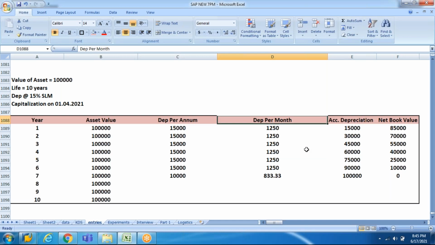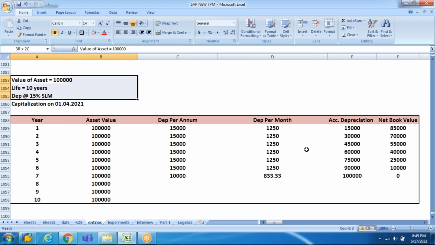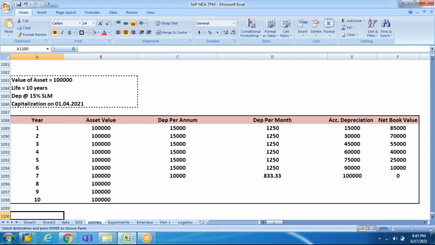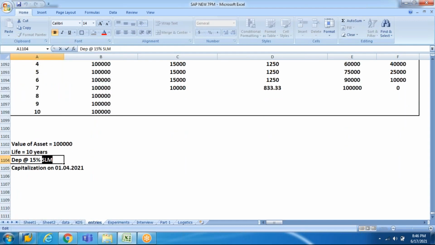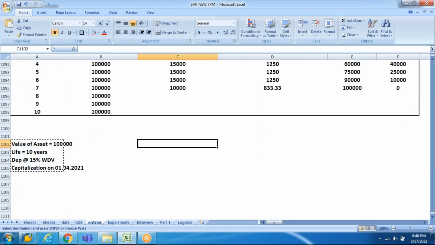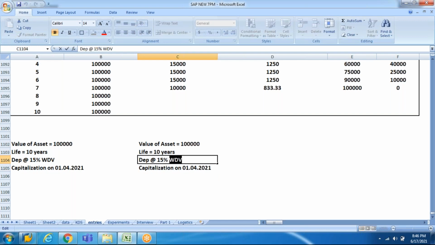So the activity I want every one of you to do is take the same thing and prepare a table for 10-15 percentage WDV, and take the same values and prepare a table for depreciation and useful life. I want you to prepare two tables like this.